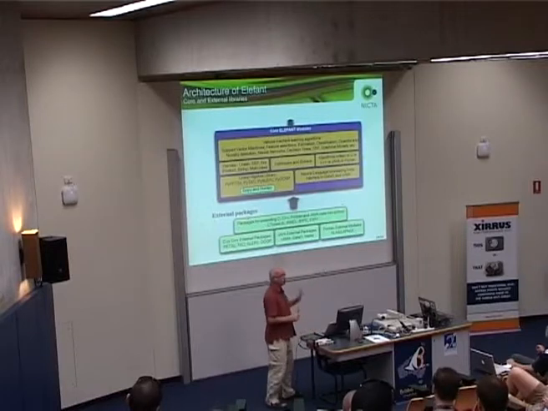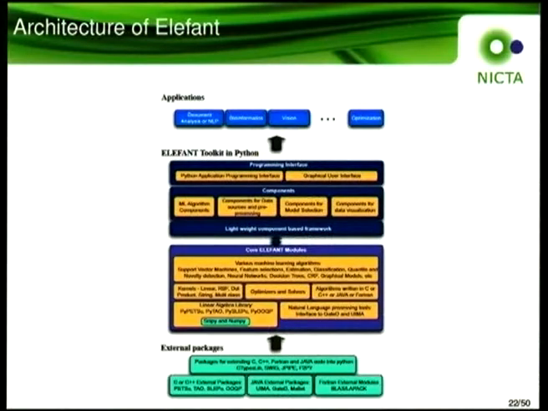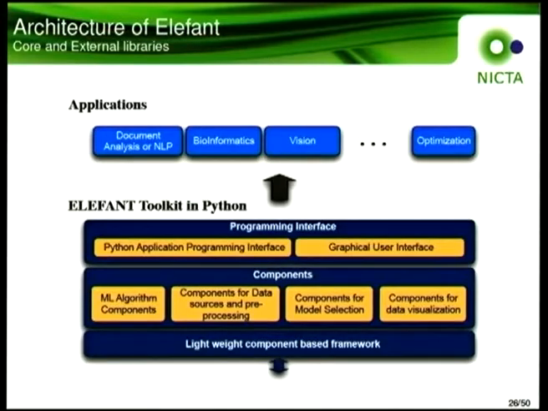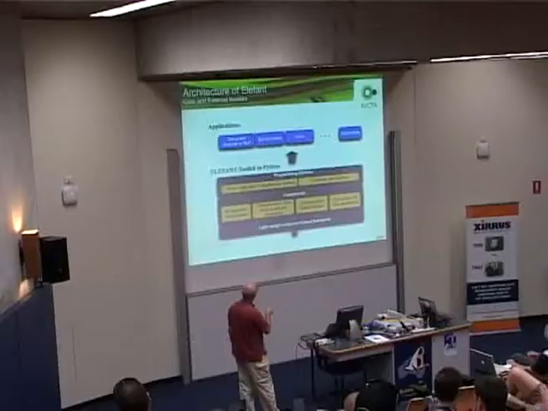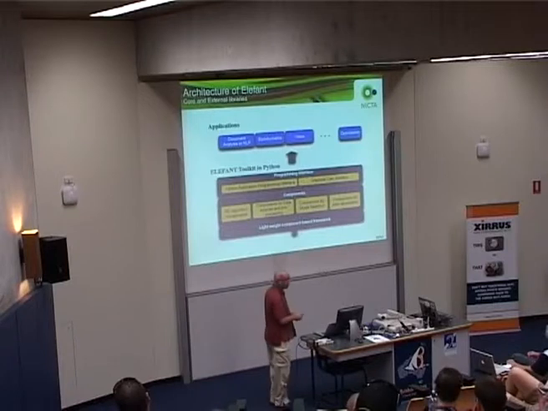This is a complete functional API. On top of that sits a component architecture. That's what gives you the graphical interface. It wraps around the algorithms. It does pre-processing, model selection, visualization, and then you can build your applications with that.